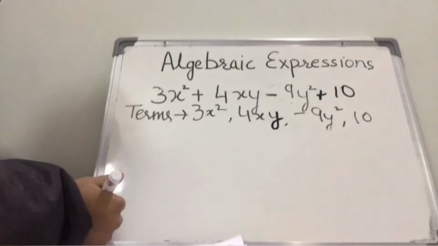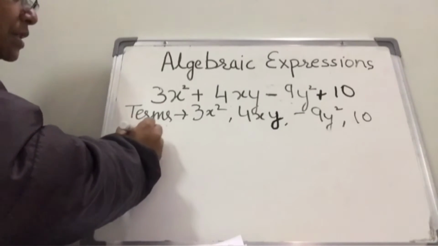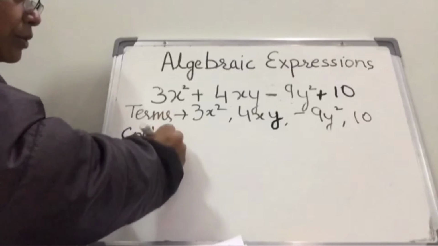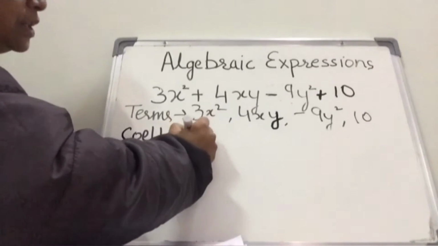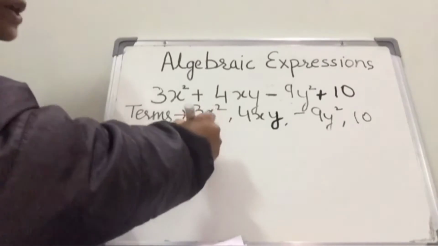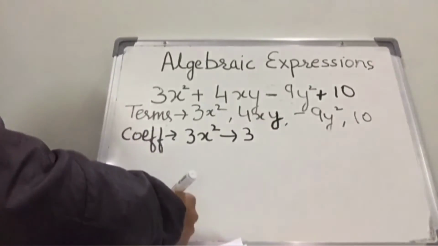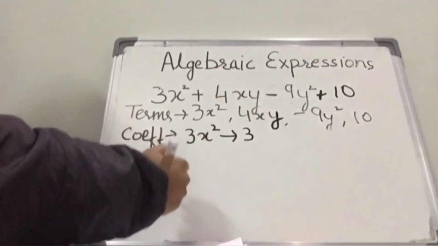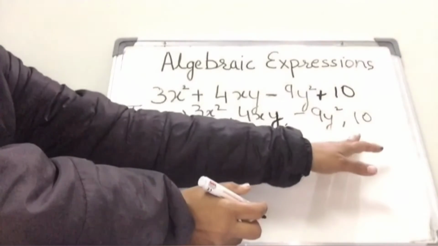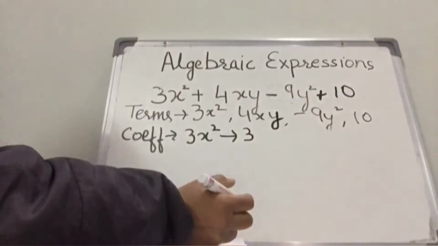Now we'll find out the coefficients of these terms. What are coefficients? If we talk about the numerical coefficient of 3x², it will be only the numerical value, which is 3, and the numerical coefficient of 4xy will be 4. Similarly, the numerical coefficient of the term −9y² will be −9.